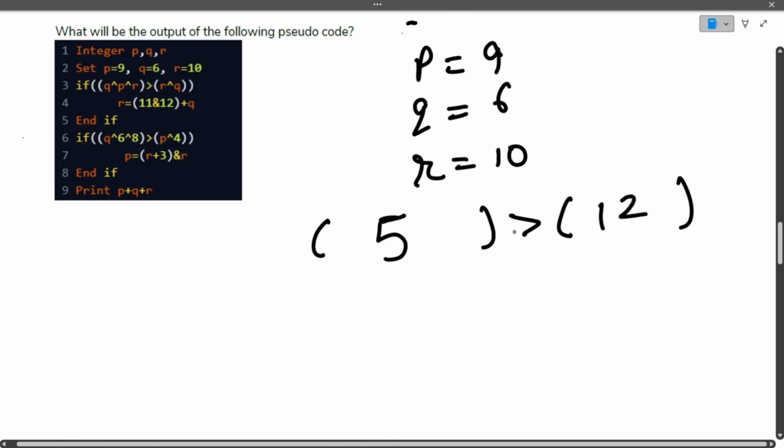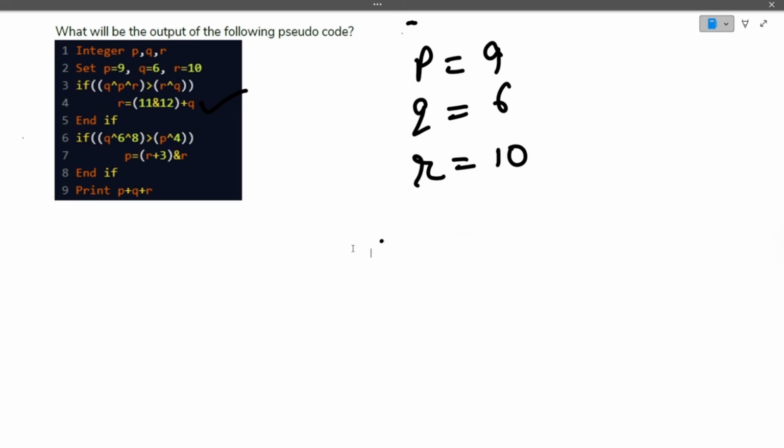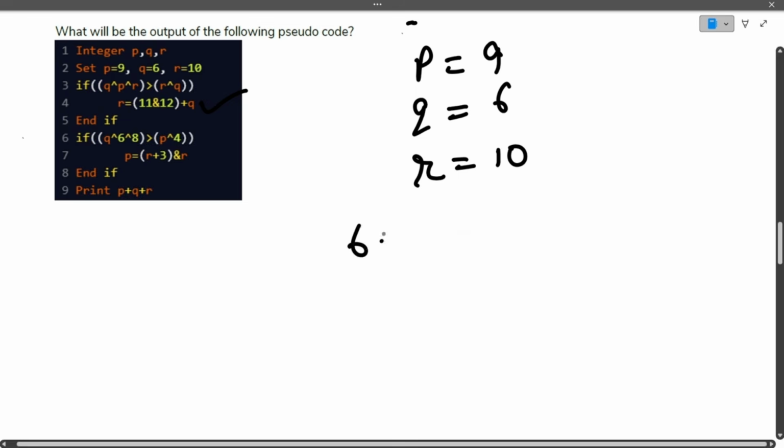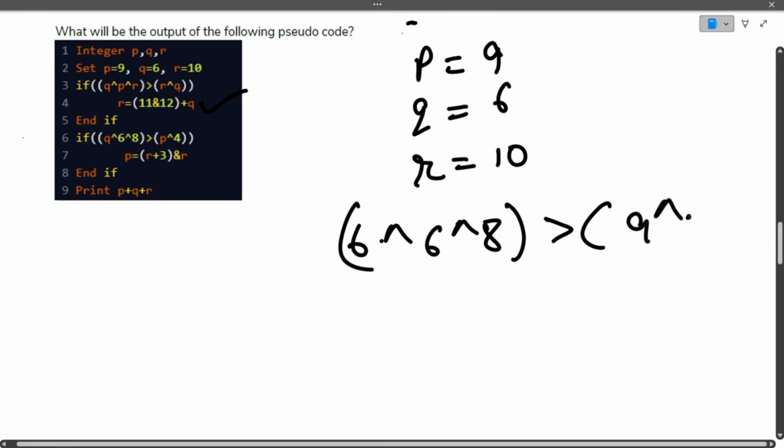So 5 is greater than 12, so this condition is wrong, so this if condition will not run. Okay, so end if we will go. So next if condition now we have to check. Okay, so next if condition, let's just check quickly. So next if condition is, what is Q? So 6 XOR 6 XOR 8, okay, is greater than P XOR, that is 9 XOR 4.